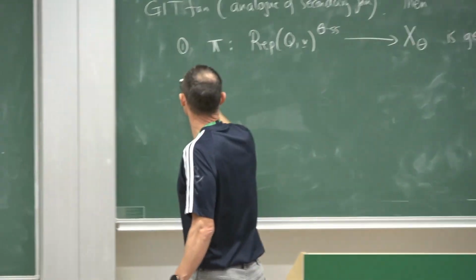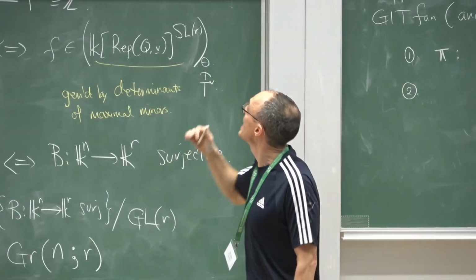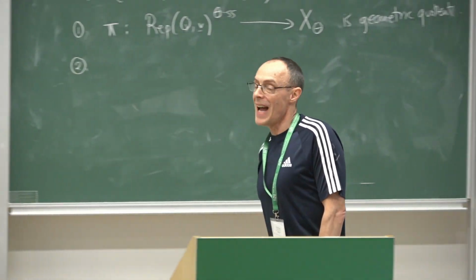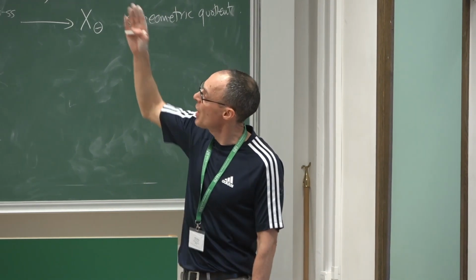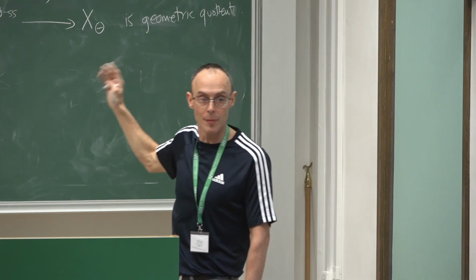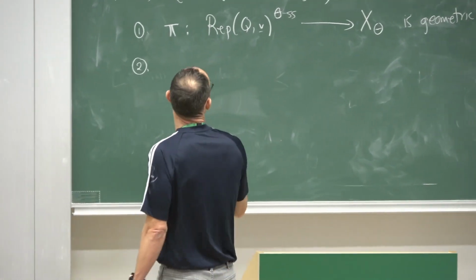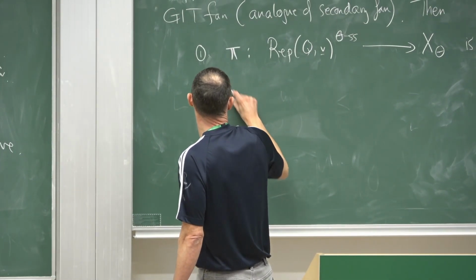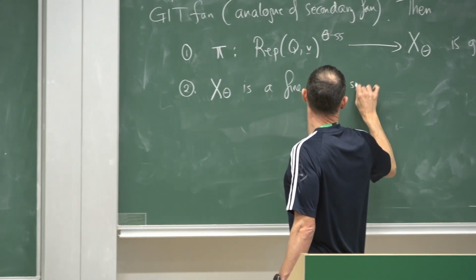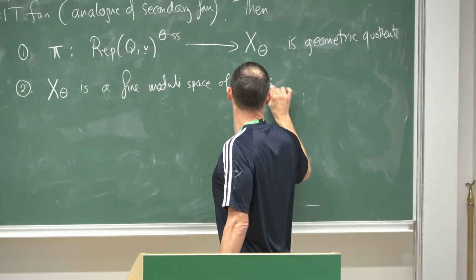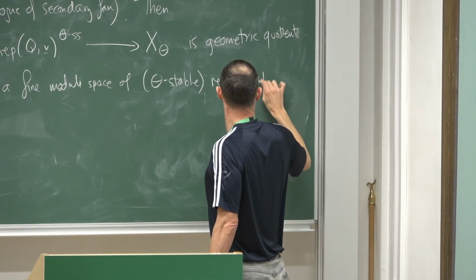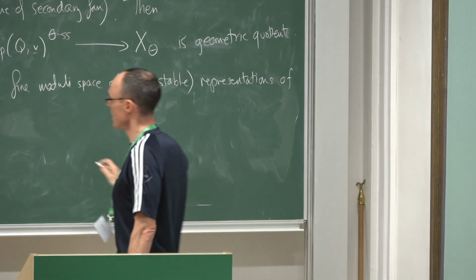And then, crucially, there are two assumptions I need, one of which I've got for free by my simplifying assumption. I want my vector to have a component that's 1. More generally, if I don't add the simplifying assumption, I need to assume that my dimension vector is indivisible, so not a multiple of some other integer vector. But I get that for free. So X_theta is a fine moduli space, and I'll put theta stable in brackets, just because I didn't define it explicitly, representations of the quiver of dimension V.